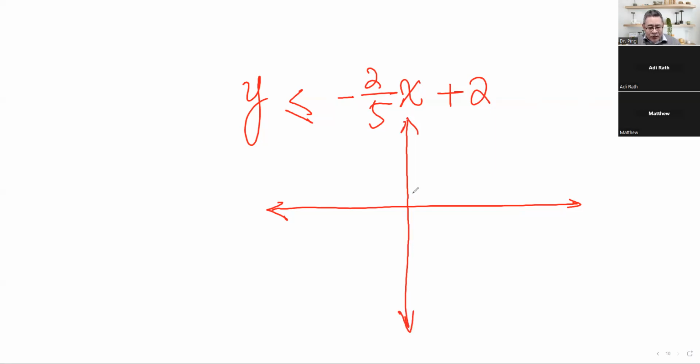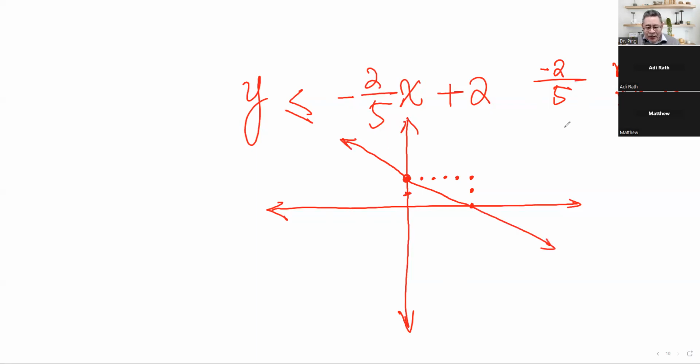Okay, we know our y-intercept is 2. If we write the slope like this, 2/5, then our rise is -2 and our run is 5. So we go over 5: 1, 2, 3, 4, 5. Then go down by 2, 1, 2 here. We connect that.